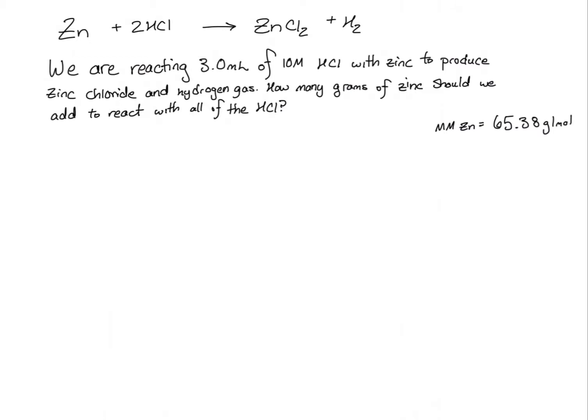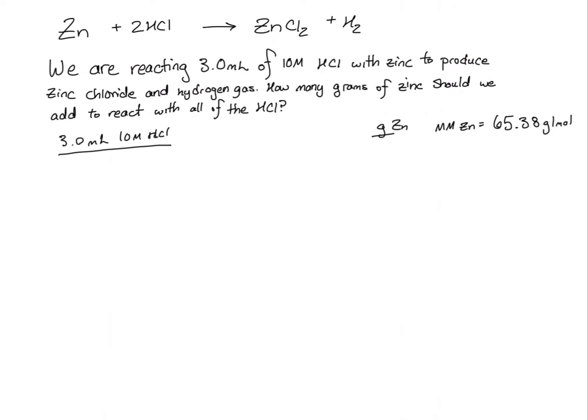add? So first of all, let's figure out what our quantity is. So we have 3.0 milliliters of 10 molar hydrochloric acid. That's our first quantity. We want to end up with grams of zinc. So we're going to need to convert between the two. Let's figure out what our stoichiometric ratio is because we're converting between one reagent to another reagent.